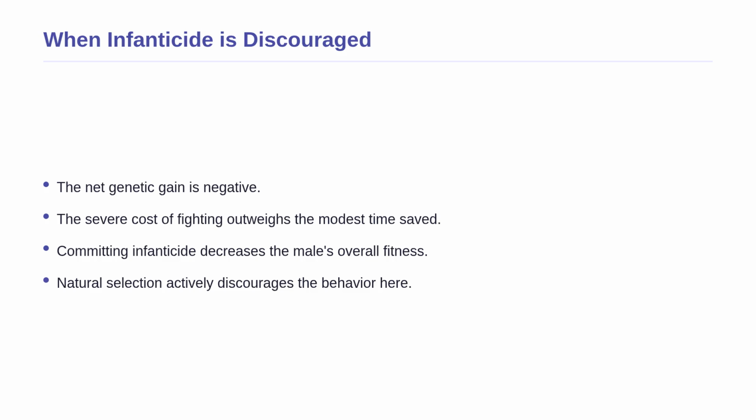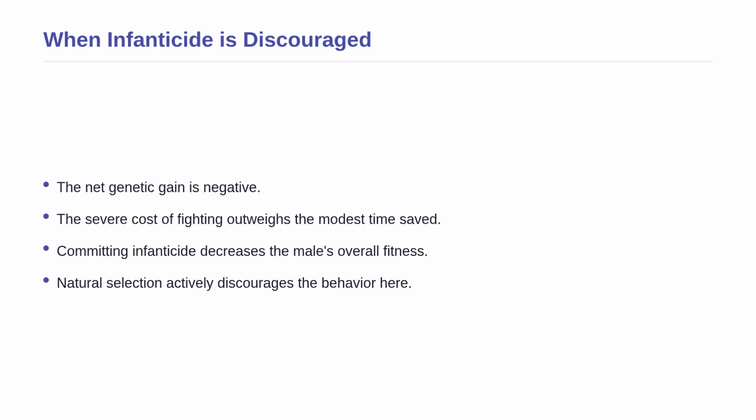This negative result from our monkey example teaches us a vital lesson about animal behavior. Because the net genetic gain is negative 0.8, committing infanticide in this specific scenario actually harms the male's overall evolutionary fitness. The severe cost of fighting the unified mothers completely outweighs the modest time saved by stopping lactation.